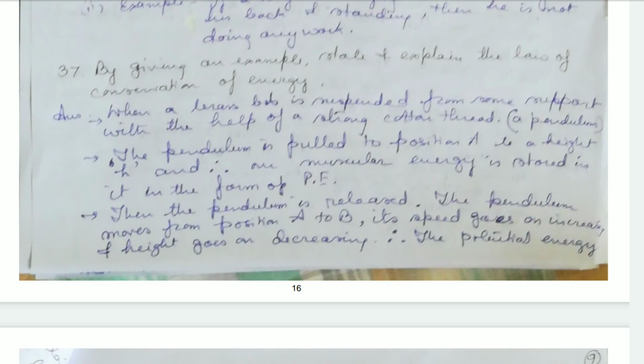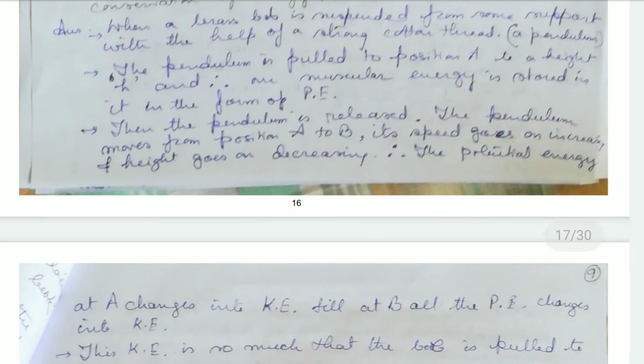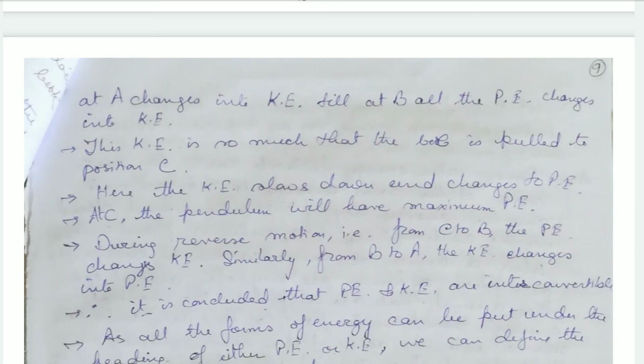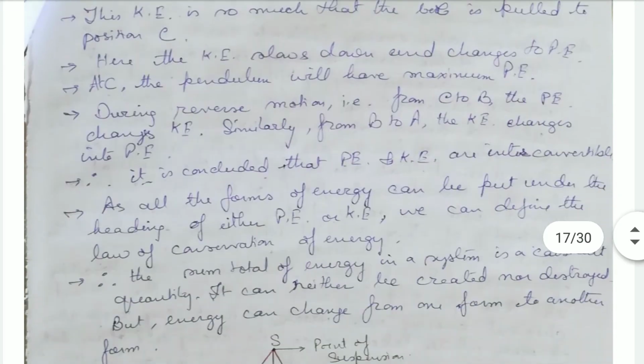Then the pendulum is released and moves from position A to B. Its speed goes on increasing and height goes on decreasing. Therefore, the potential energy at A changes into kinetic energy, till at B all the potential energy has changed into kinetic energy. The kinetic energy is so much that the bob is pulled to another position, that is C. Then the kinetic energy slows down and changes into potential energy.